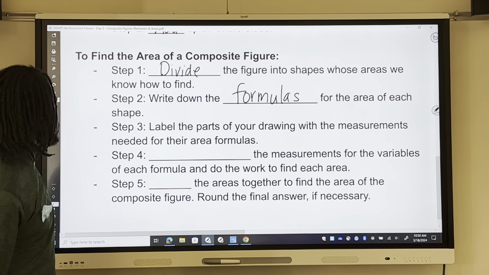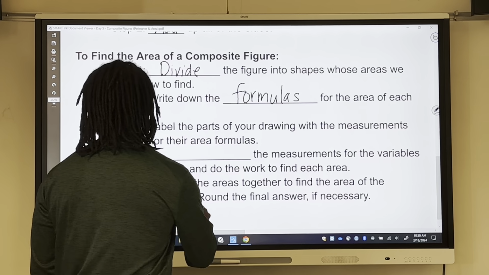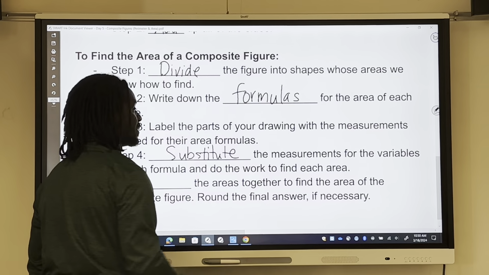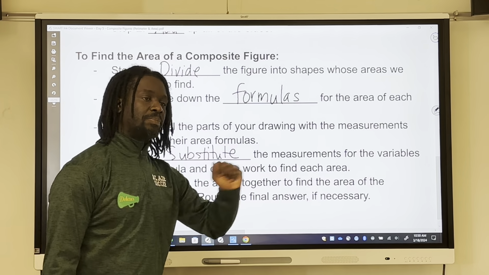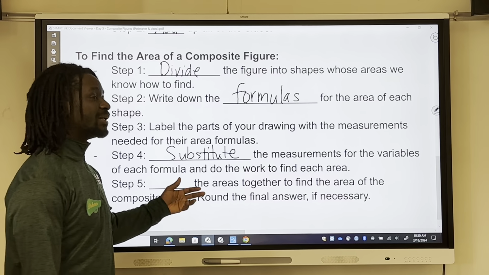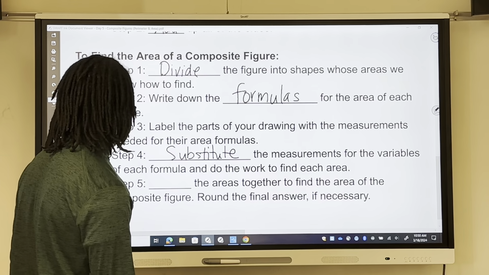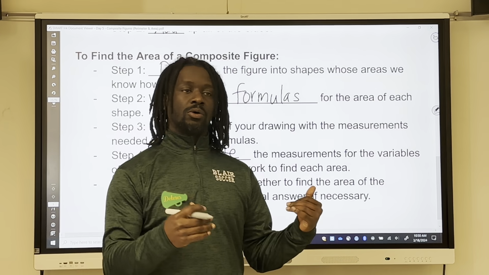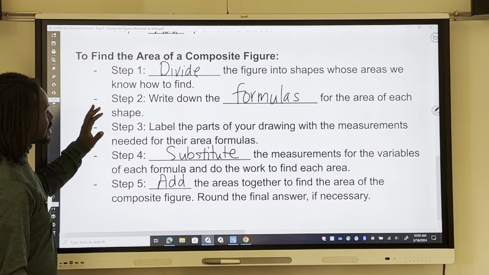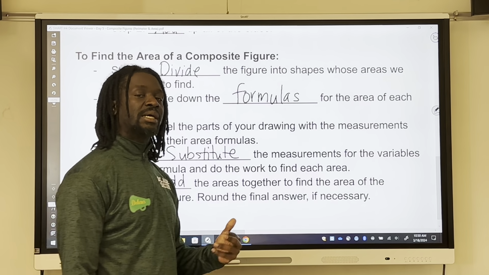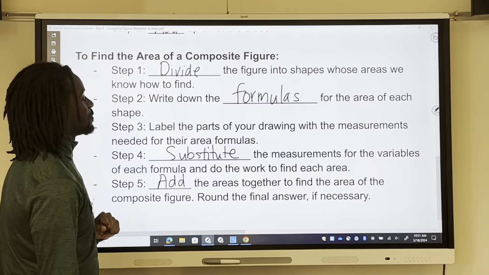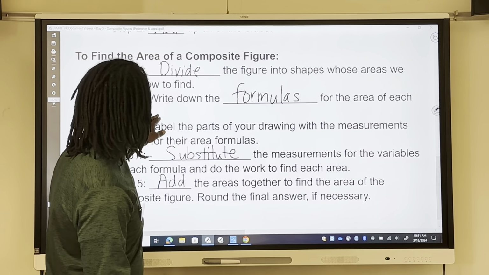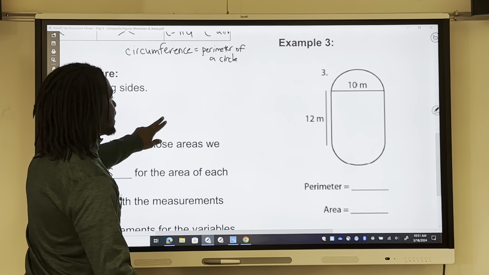Step 4 is we are going to substitute, okay? Now we're going to substitute in for those measurements. So I'm going to take my base and plug it into the formula. All you're doing is plugging it in and finding the area of each piece. And then you're just going to add those areas together, okay? So here are our steps. This is going to walk you through how to do it. This is for the area of a composite figure, all right? So that is all the notes. I know that's a lot there, but let's start applying it to some examples, okay?